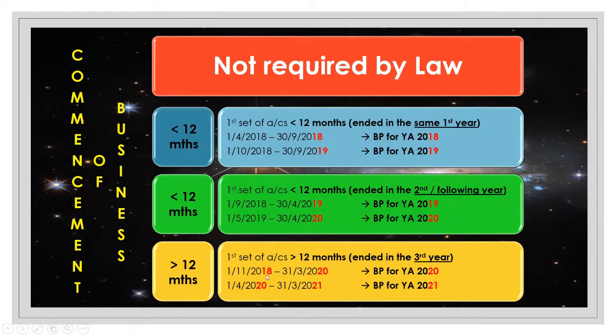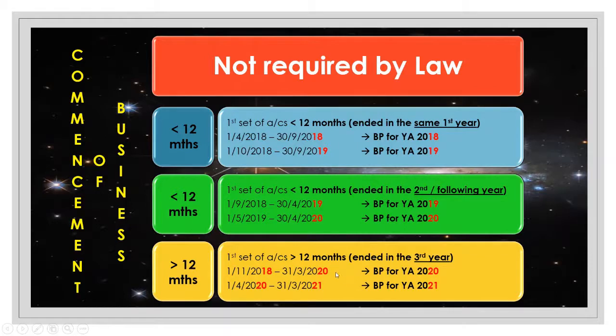Okay, so how many months will you have? In 2018, you would have 2 months. In 2019, you would have 12 months, and in 2020, you would have 3 months. Okay, so 2 plus 12 plus 3 will be 17 months. Therefore, now you would have more than 12 months. Alright, so since you first close your year end in 2020, your first year of assessment would be YA 2020. So for YA 2020, your first basis period will be 1st November 2018 until 31st March 2020.